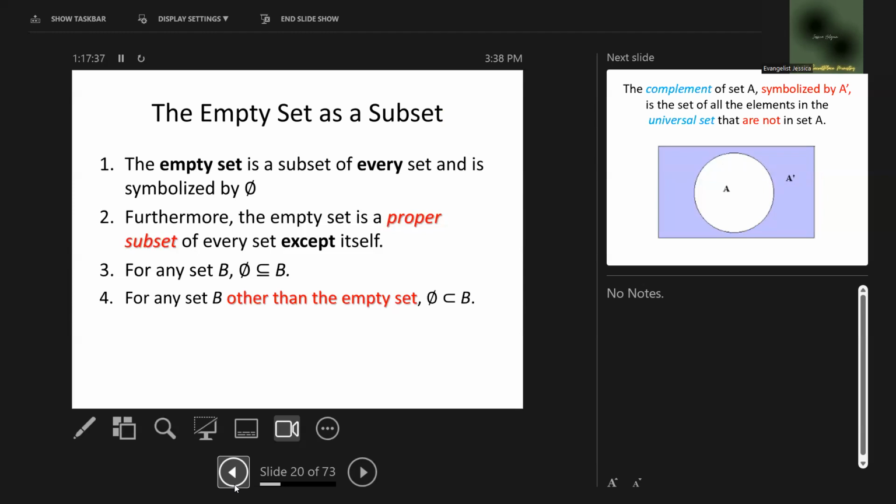All right. For any set B, if I don't specify other than the empty set itself, null is a subset of B, and for any set B other than the empty set, null can be a proper subset of B. Okay, you follow me? All right.